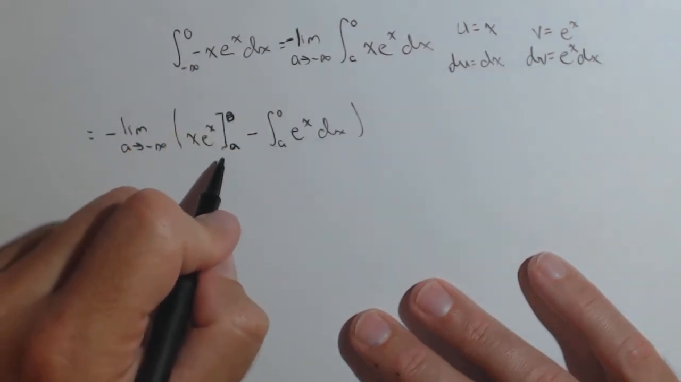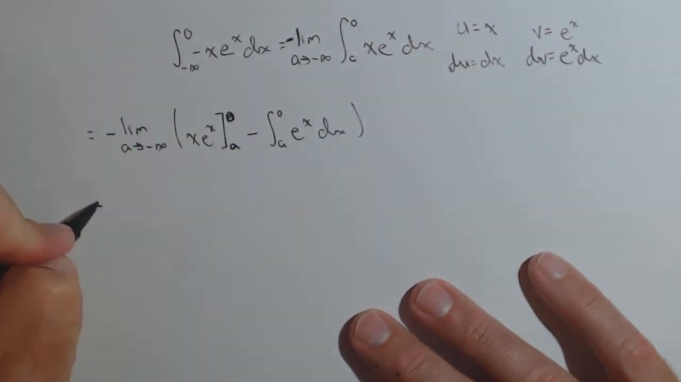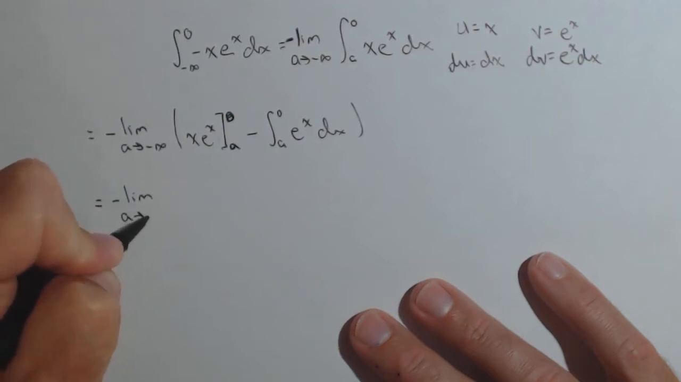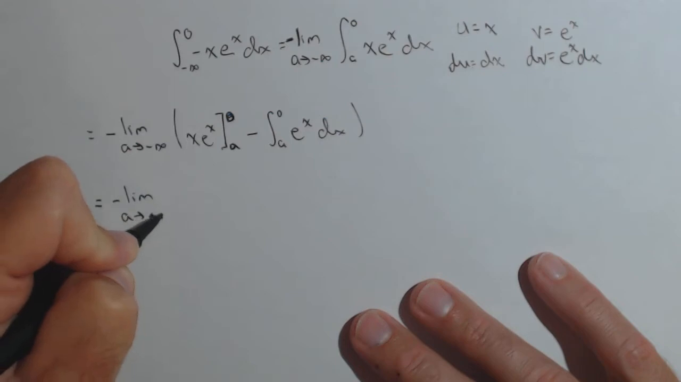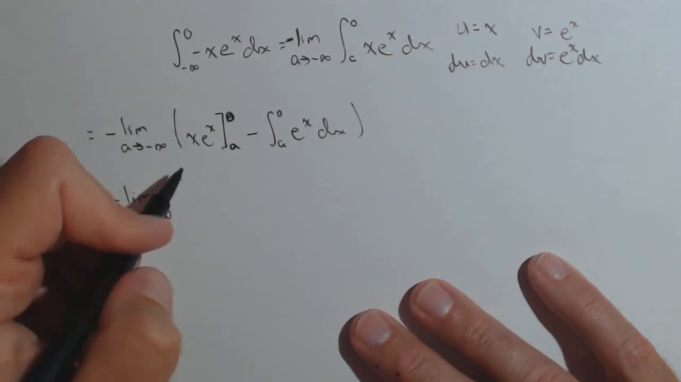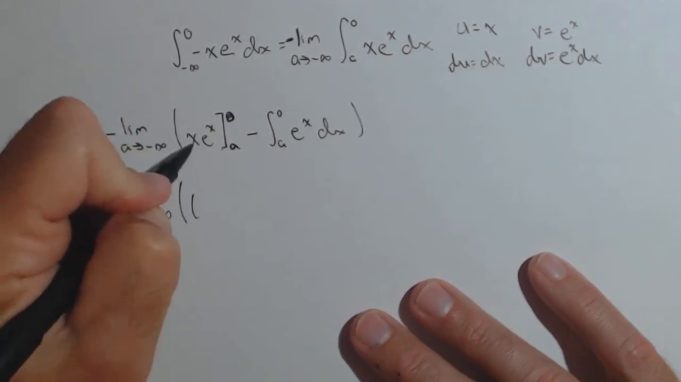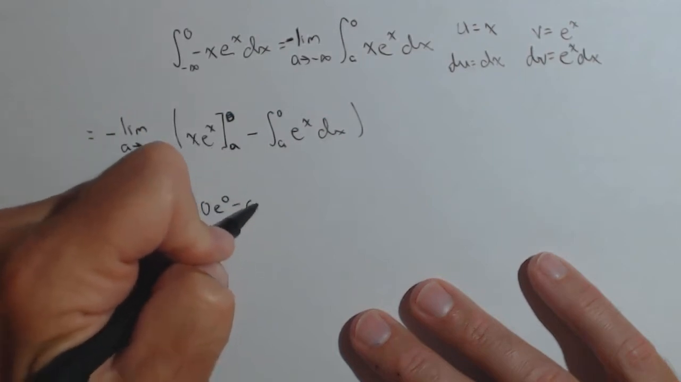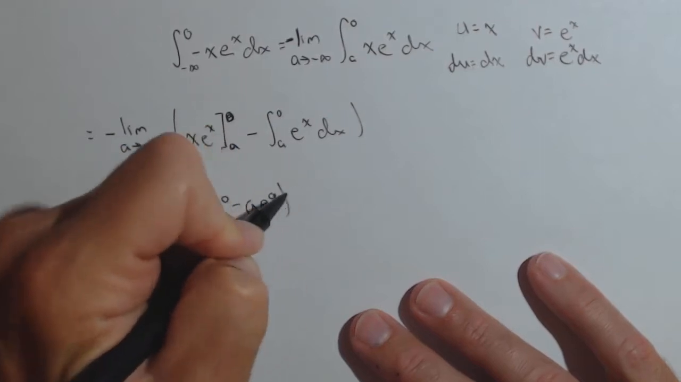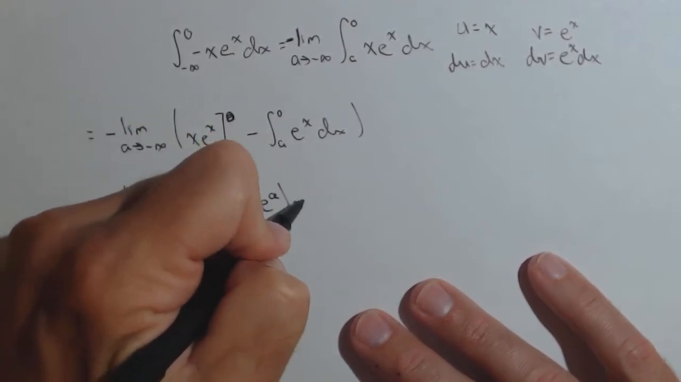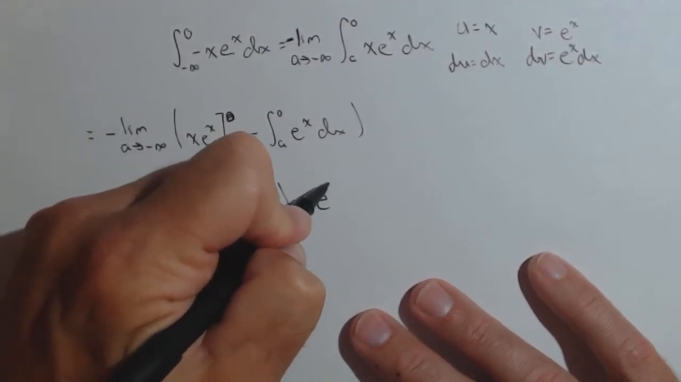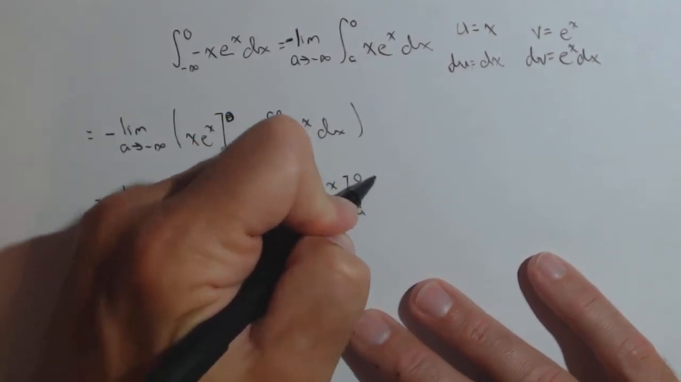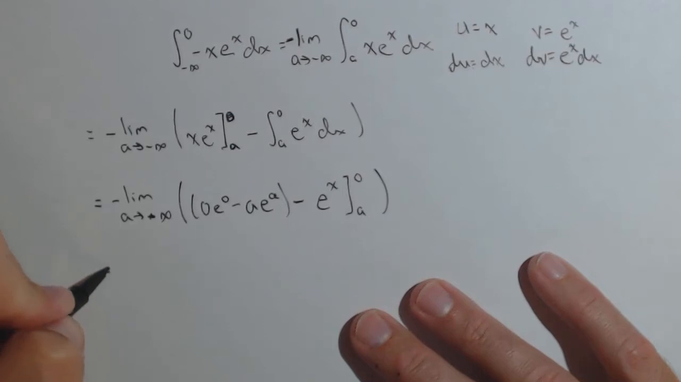Now, this part's all ready to go, so I'm going to go ahead and put in my limits there since it's ready to be done. So as a goes to negative infinity, my first part is 0 times e to the 0, minus, now putting in a, a e to the a, minus, now this integral, the antiderivative of e to the x, is just e to the x, from a to 0.